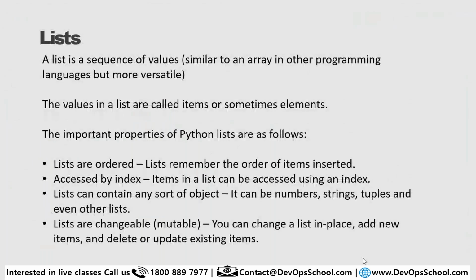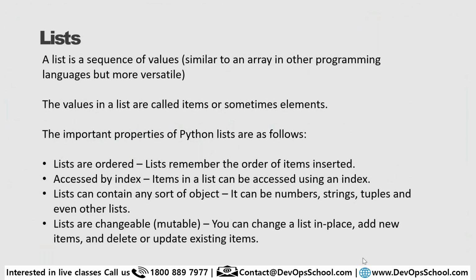So now the next data type is a list. So what is a list? A list is a sequence of values similar to an array in other programming languages, but more versatile. Some of the characteristics of lists are: lists are ordered. That means a list remembers the order of the items inserted, that means index 0, 1, 2, 3, 4, 5. Lists are ordered. Dictionaries are not ordered. That means you can keep the key and value format in any order. In non-order also you can keep it.